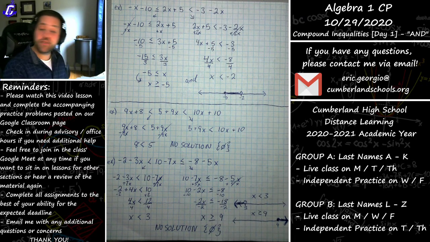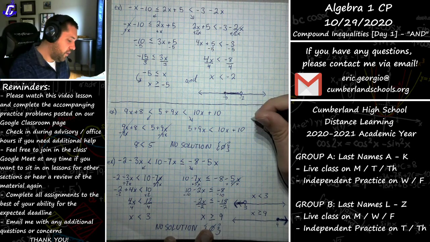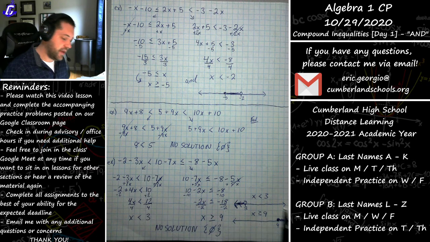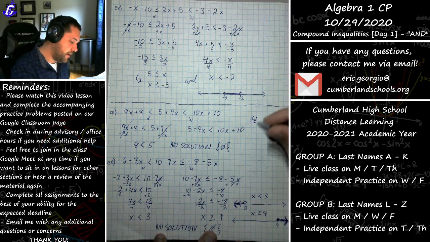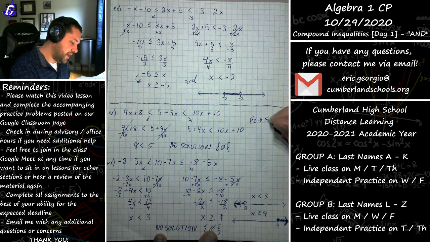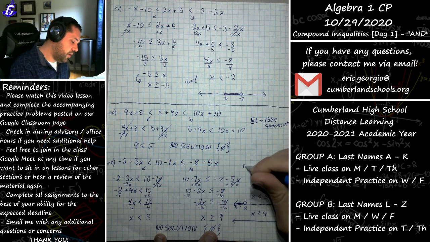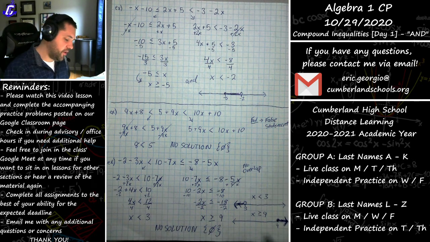So again, no solution can occur for 2 reasons. Number 1, the inequality can just fail outright, like it just doesn't work. We get a false statement, right? A false statement. And the second way we end up with no solution is if there's no overlap. Then there's no values that are going to satisfy both of these at the same time.